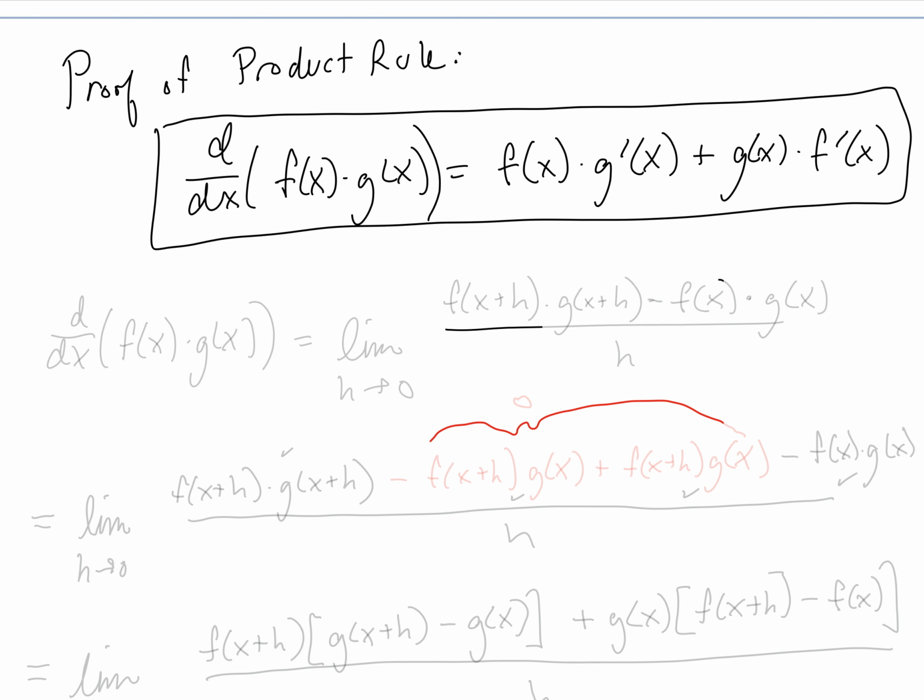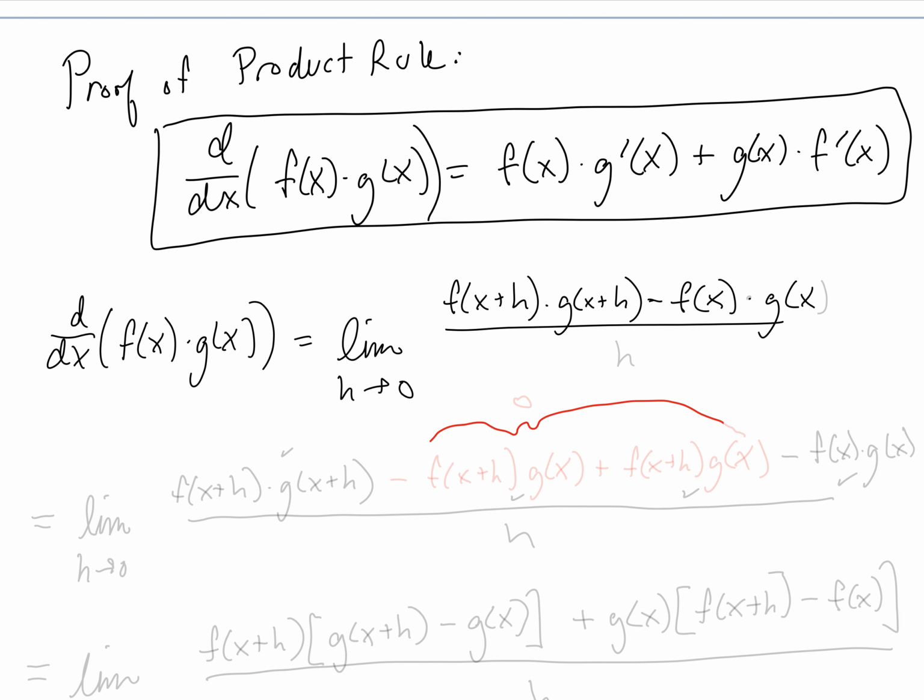So let's start, as usual, with the definition of the derivative. The derivative with respect to x of f of x times g of x is the limit as h goes to 0 of f of x plus h times g of x plus h minus f of x times g of x, all divided by h. So that's just the definition of the derivative. It's the limit as h goes to 0 of the function at x plus h minus the function at x, all divided by h.